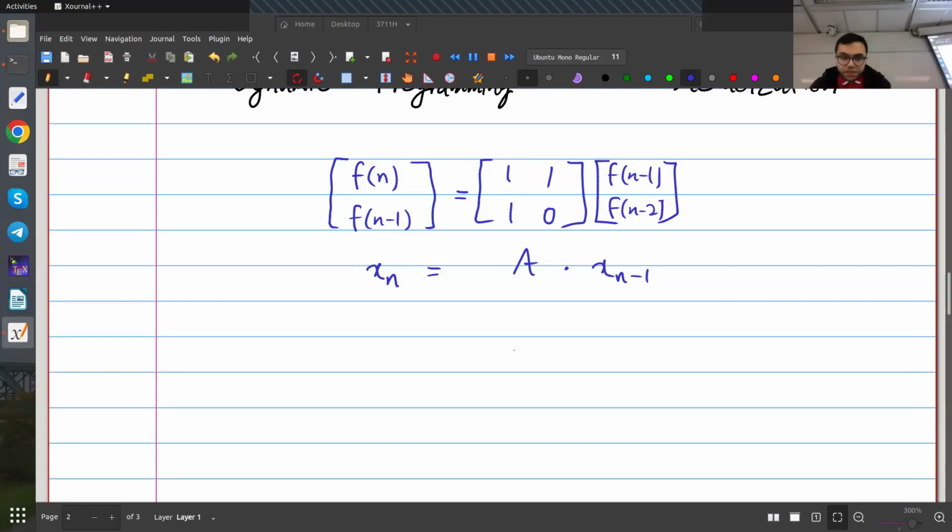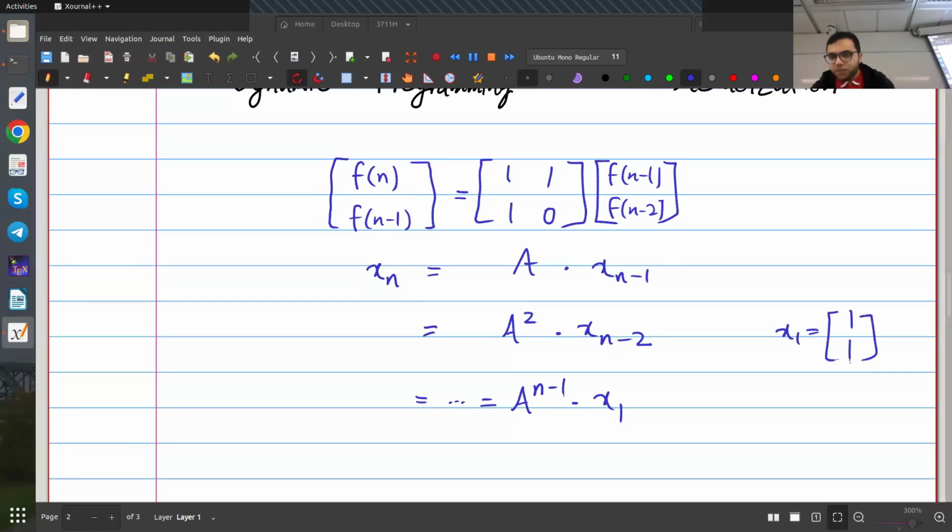Okay. Now, of course, I can now expand this. So I can say this is A squared times x_{n-2}, and so on. It's basically equal to A to the power of n minus 1 times x1. And x1, of course, I know what x1 is. So x1 is just f of 1, f of 0. So in my definition, it's just 1, 1. If you want to start with 1, 0, you can also start with 1, 0.